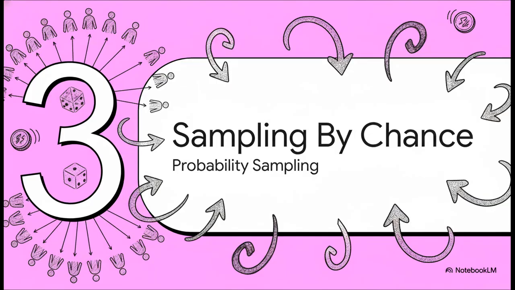Okay, let's dive in, and we'll start with what's really considered the scientific gold standard, probability sampling. The whole idea here is using the power of pure randomness to pick a sample. Why? Because it gets rid of human bias. It's pretty much the fairest way to make sure everyone gets a voice.